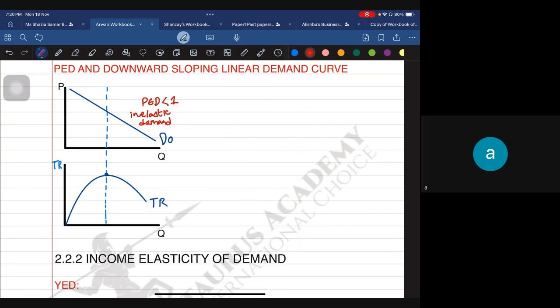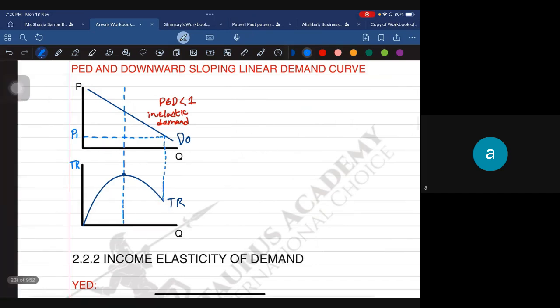Let's suppose we have a price which is P1, and we have the total revenue, which is dipping down to probably this point right here. Although the total revenue curve is going beyond, this is not the tip of it, so it is still going beyond. If you look at this particular point here, there is quantity Q1, right?